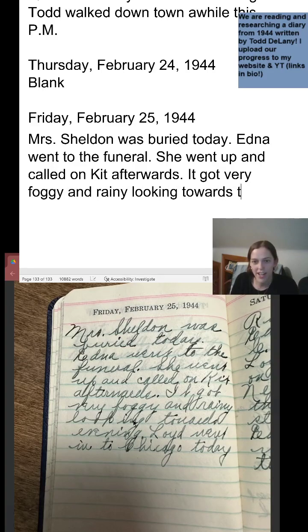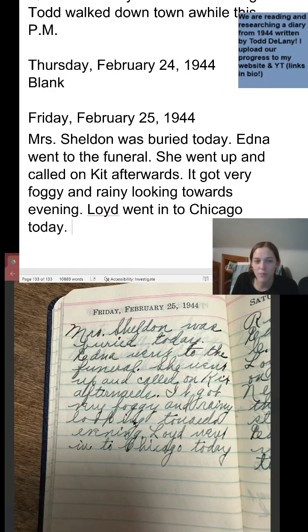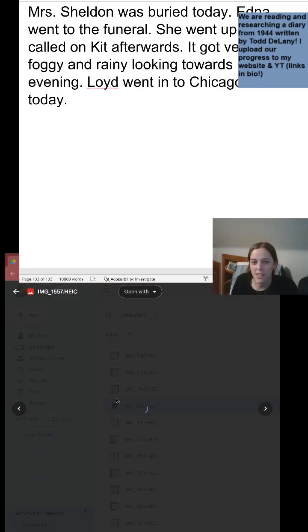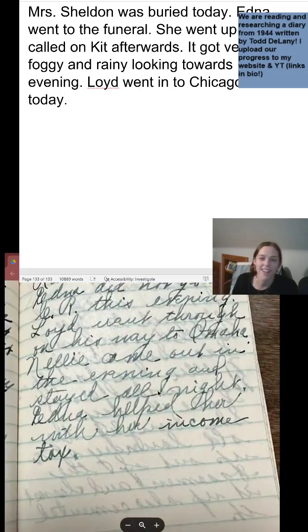Towards rainy looking. I like that. I know exactly, like, I can picture that. Lloyd went into Chicago today. Like, not raining, but looking like it's ready to rain. Dark. You like that it's just Addie, it's different. Thanks. Yeah, that is one thing about it. Like, there are a lot of Addies nowadays, but there's not a lot of just Addies, you know.